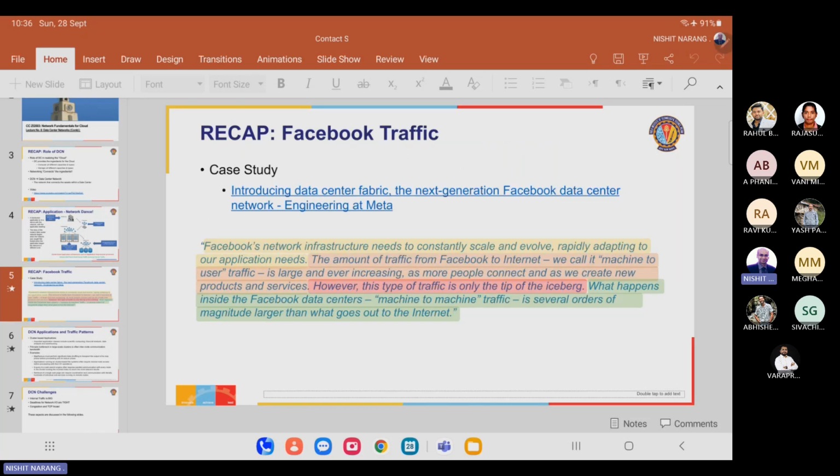We talked about north-south and east-west traffic, and we noted that in any data center, the east-west traffic, or the server-server traffic, is much more compared to the north-south or the client-server traffic. And this we also noted from the Facebook case study, where the same observation was very clearly highlighted.